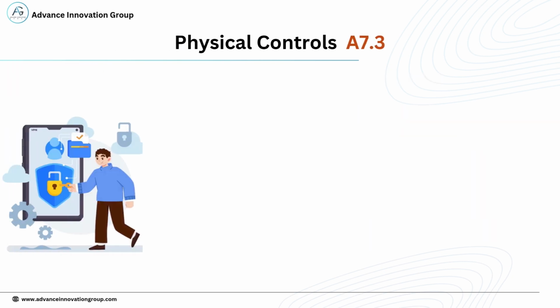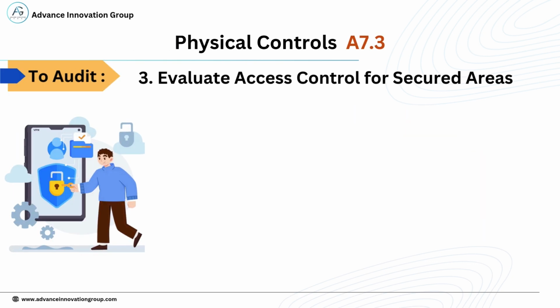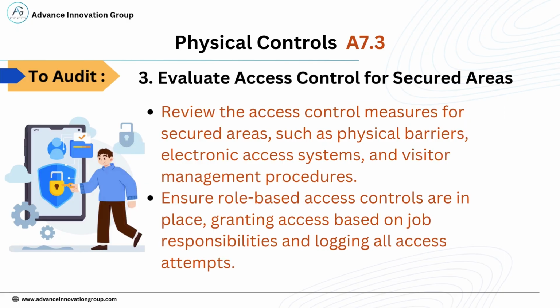Physical controls of 7.3. To audit, 3. Evaluate access control for secured areas. Review the access control measures for secured areas, such as physical barriers, electronic access systems, and visitor management procedures. Ensure role-based access controls are in place, granting access based on job responsibilities and logging all access attempts.